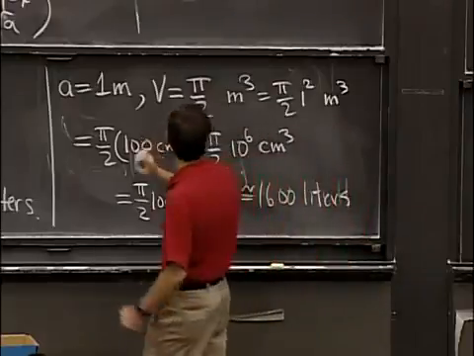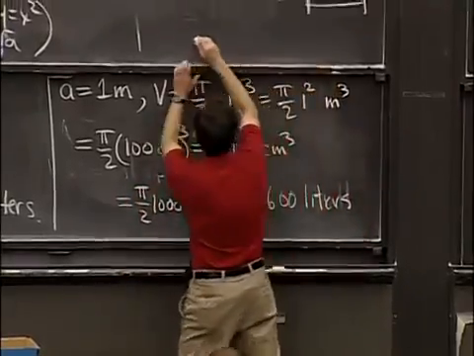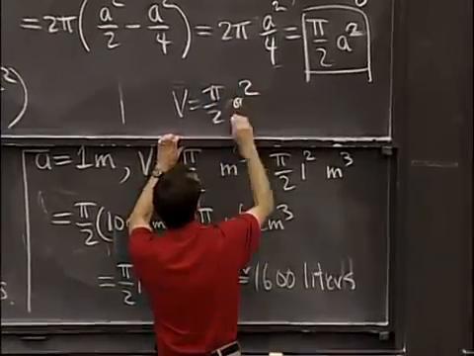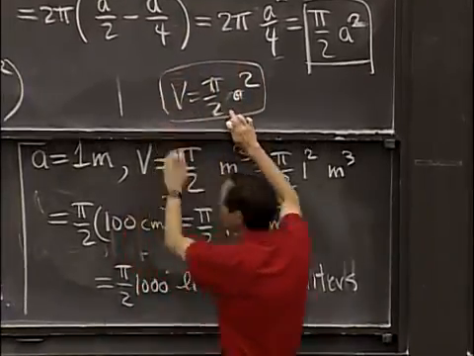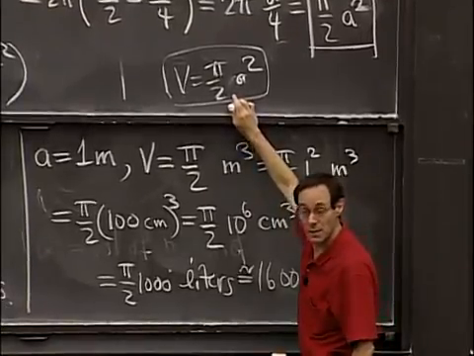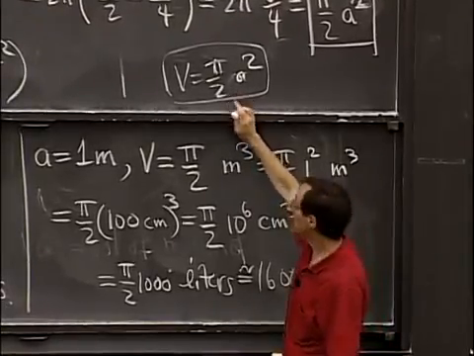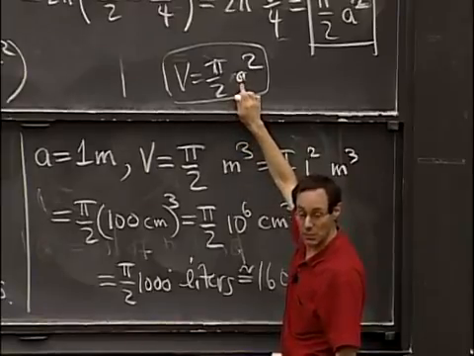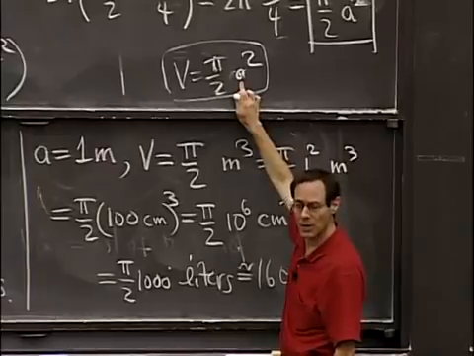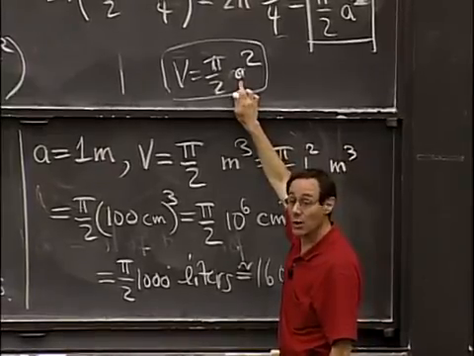The question is whether the formula V equals pi over 2 a squared is the correct answer to the problem, but it is not consistent in units. If you plug in a equals some number of centimeters, some number of millimeters, some number of inches, and so on, every single time you'll get a different answer, and they're all inconsistent.